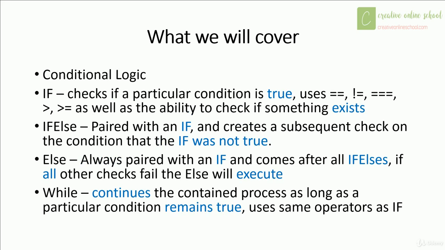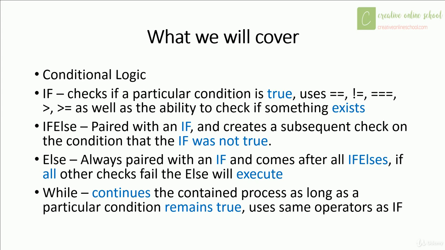First, conditional logic. We're going to talk about four primary things: if, else if, else, and while. If checks if a particular condition is true. That is, it checks a particular variable and says if that variable is what I expect it to be, or meets the condition that I set, then I'll let this pass and execute my code. The most common operators are equals, non-equals, exactly equals, and then you have greater than and greater than or equal to. It also has the ability to check if something exists, so if it's there at all.